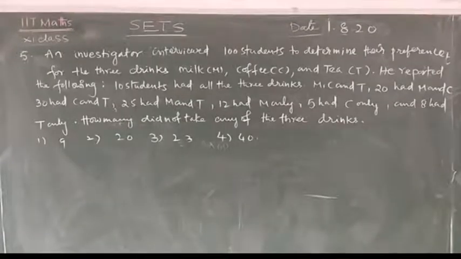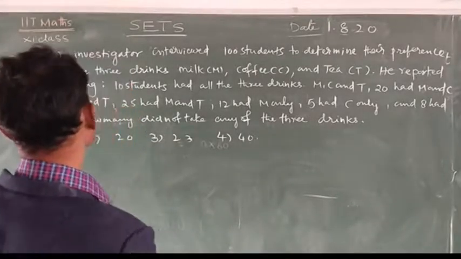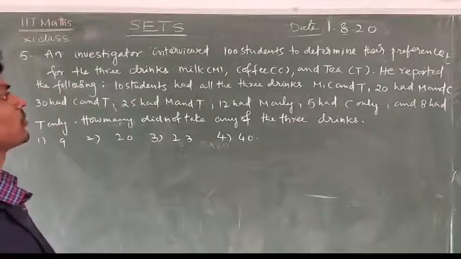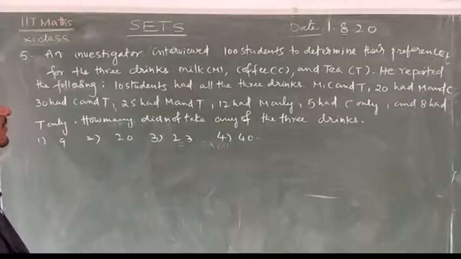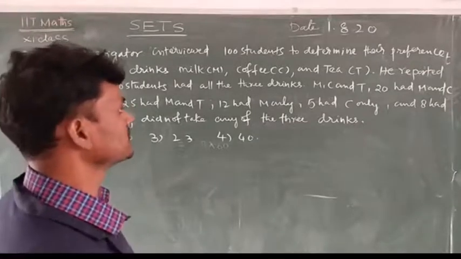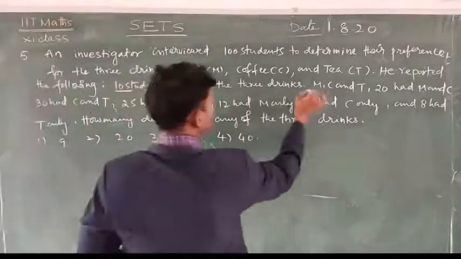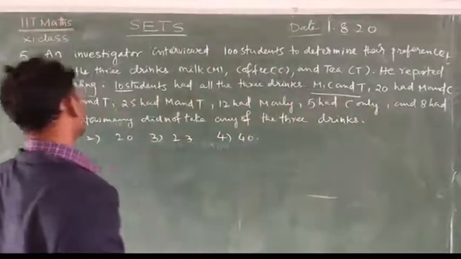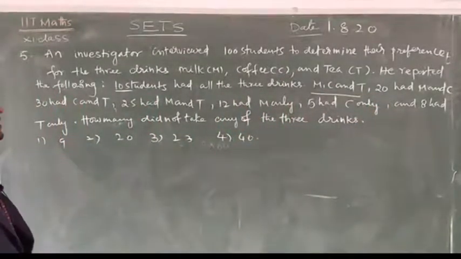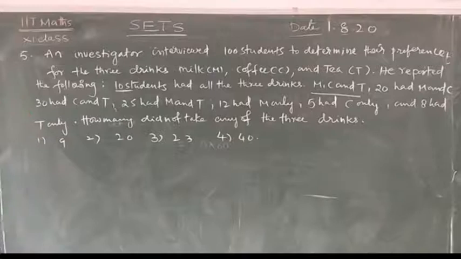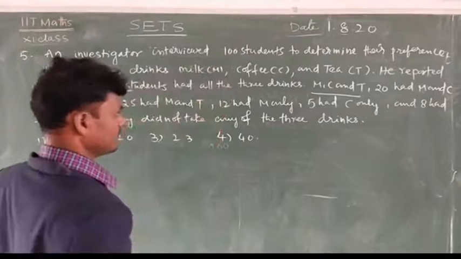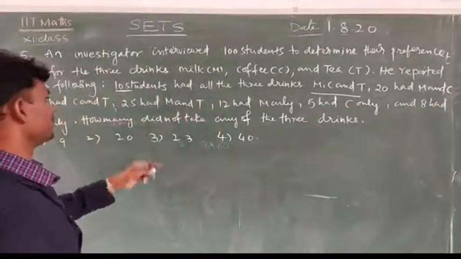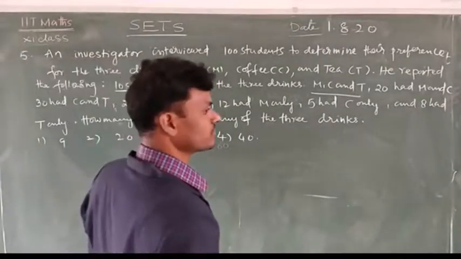Okay, next one, the fifth one. An investigator interviewed 100 students to determine their preference for the 3 drinks: milk, coffee, and tea. He reported the following: 10 students had all 3 drinks, M, C, T, and 20 had M and C, 30 had C and T, 25 had M and T, and 12 had milk only, 5 had coffee only, and 8 had tea only. Then how many did not take any of the 3 drinks?